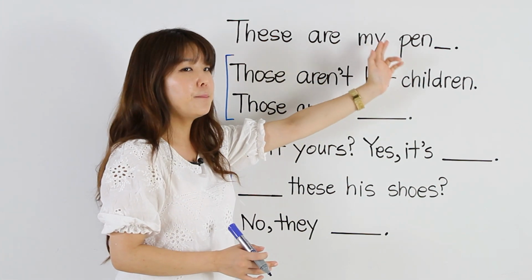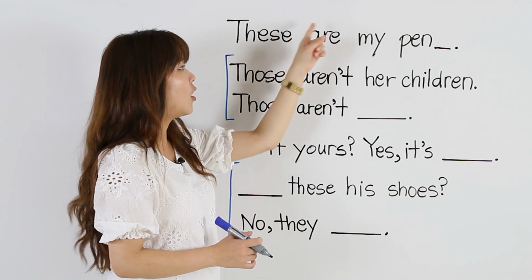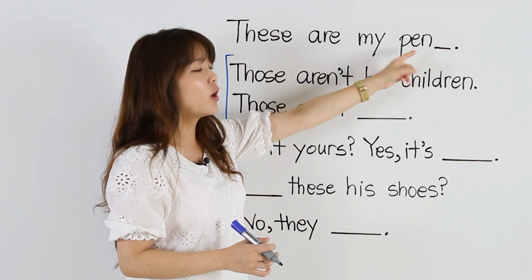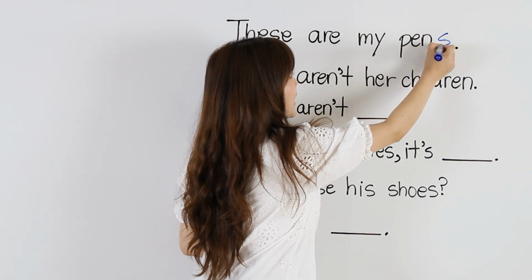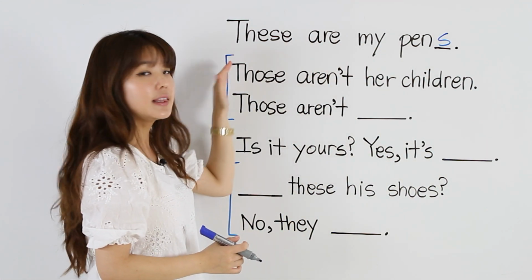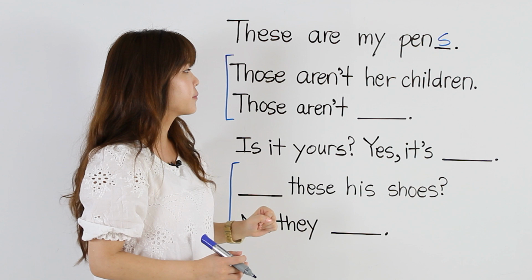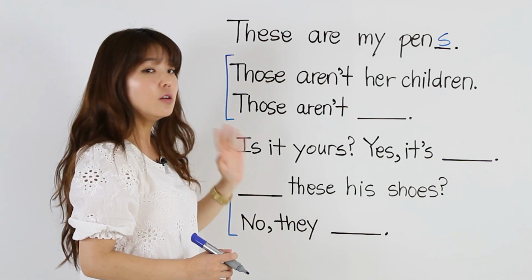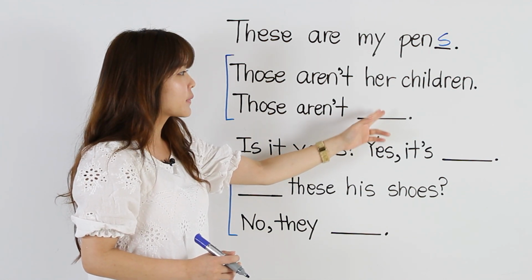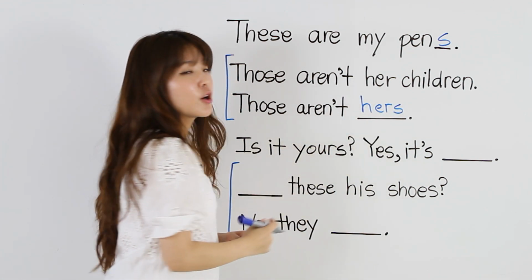These are my pen. Okay, we have these are. This means we need more than one, right? More than one pen. So we have to put S. These are my pens. Okay, let's look at these two together. Those aren't her children. Okay? So we can also say those aren't, what do we put? Her children. We can also say those aren't hers.